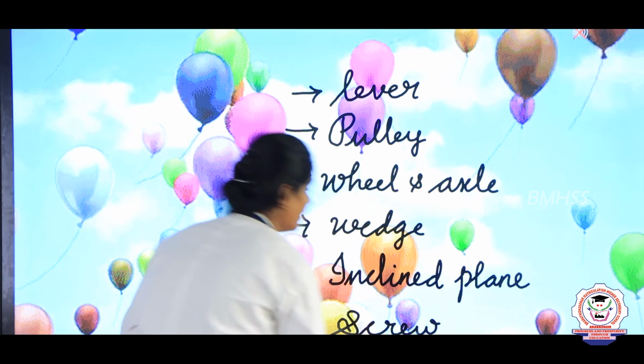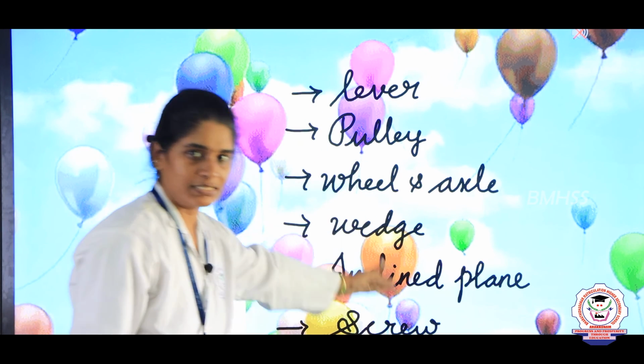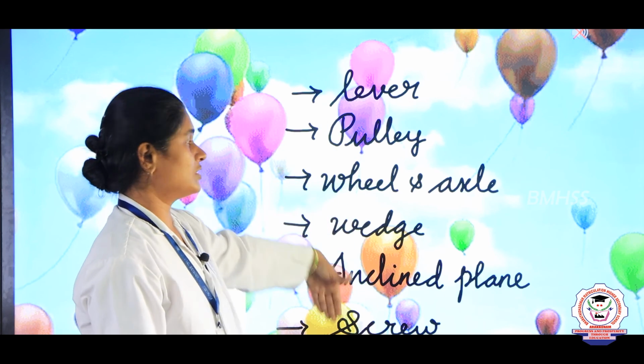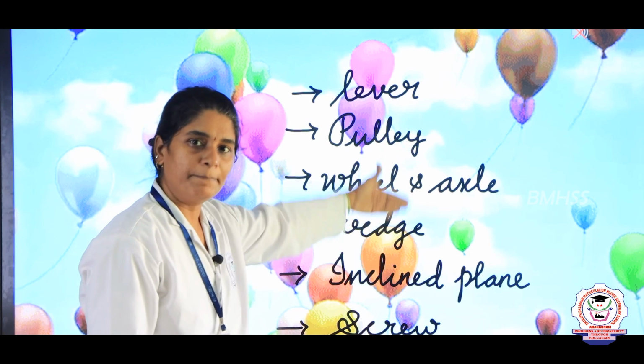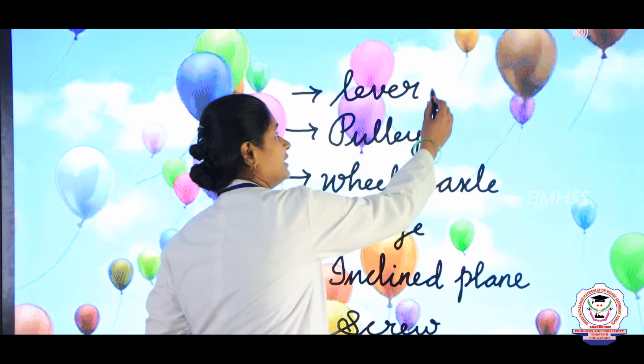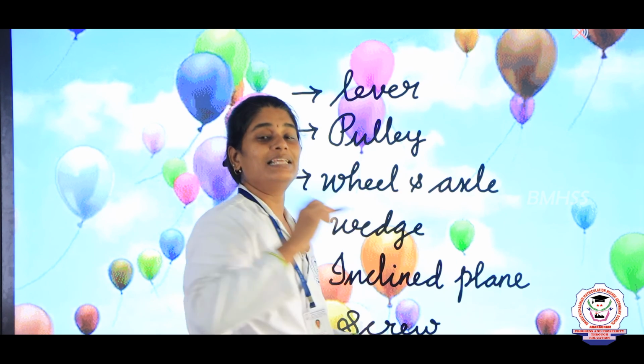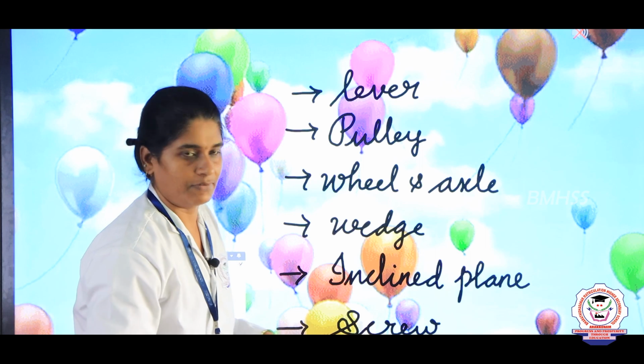So these are the types of simple machines that we discussed in this part, and we also saw some examples of these simple machines. We can see there are three types of levers: first class lever, second class lever and third class lever, right.